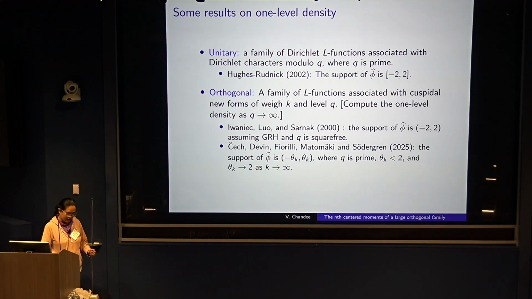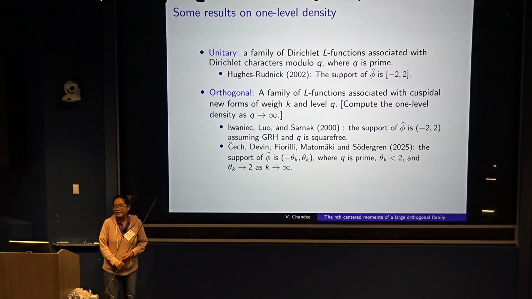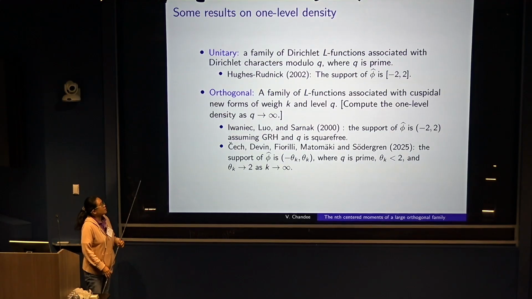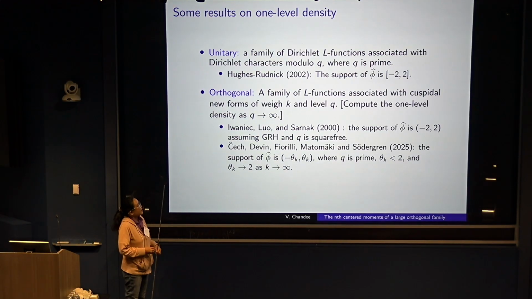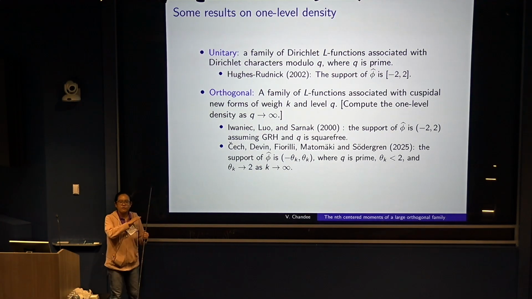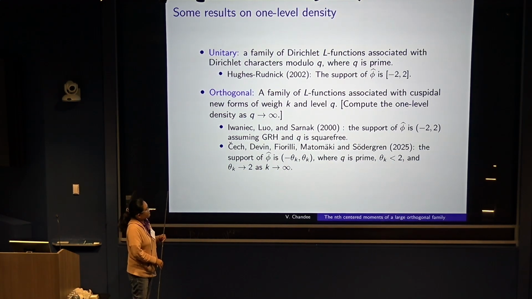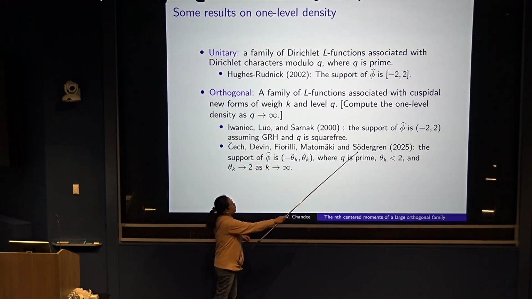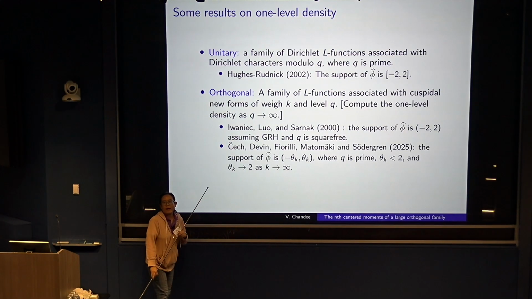And next is the orthogonal family. We look at the family of L-functions associated with newforms of weight K at level Q, and we compute the one-level density when K is fixed and Q goes to infinity. This was done for the first time by Iwaniec, Luo, and Sarnak. Actually, they are the first group of people who computed one-level density. They computed several examples in the paper, so I'll just pick one of them. For the support, they assume GRH, go up to -2, 2 again, and Q is square-free.